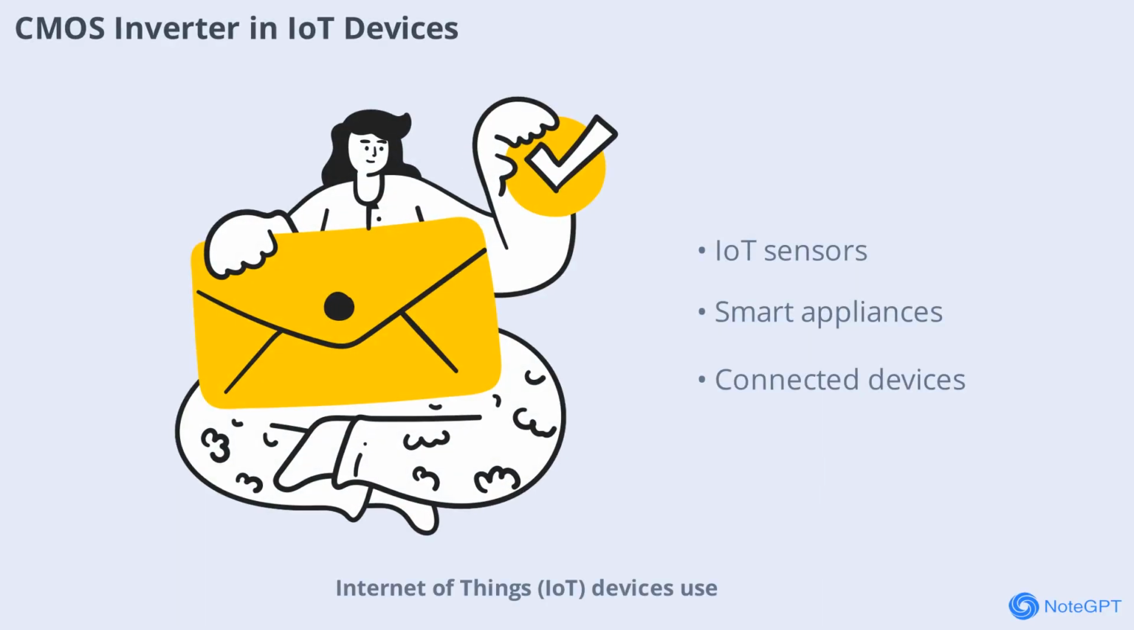Internet of Things, IoT devices use CMOS inverters for efficient logic processing. Their low power and high reliability are essential for sensors, smart appliances, and connected devices. We'll explore how CMOS inverters support the growth of IoT technology.